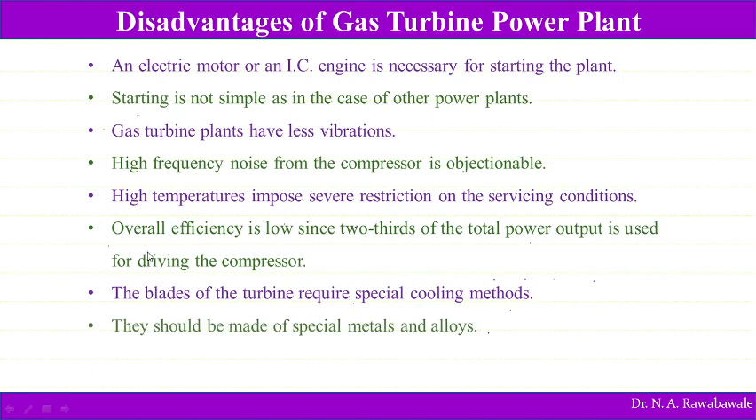Then the metals used for manufacturing parts of this gas turbine power plant must be special metal alloys, as the blades and other parts are exposed to high temperature and high pressure. Then there is incompatibility with solid fuels. These gas turbine power plants cannot be operated using solid fuels like coal and wood.